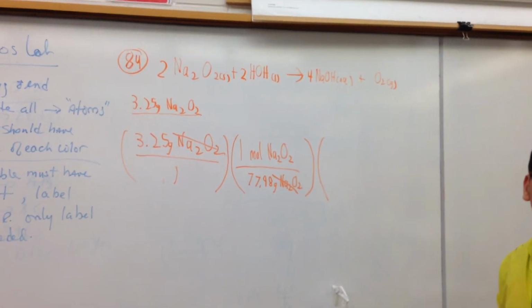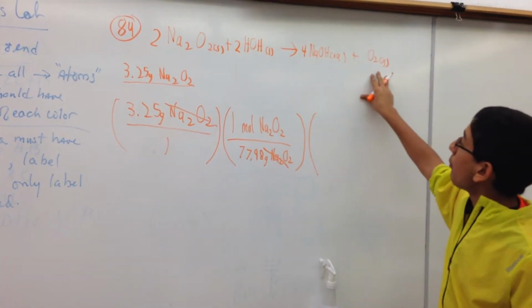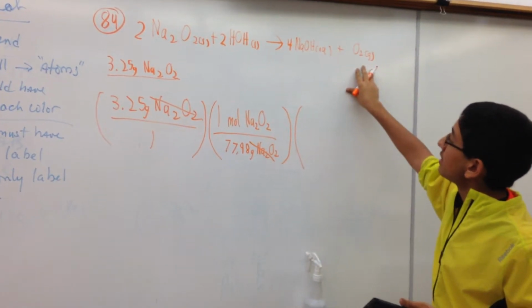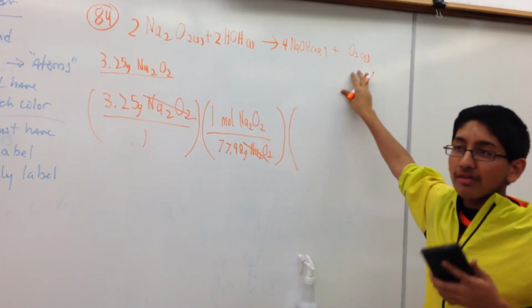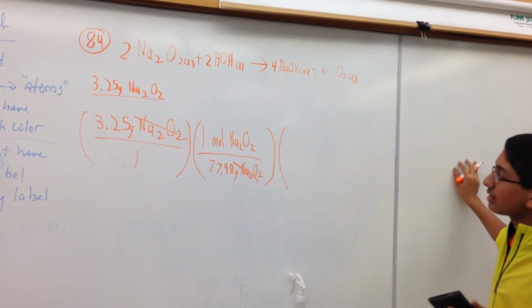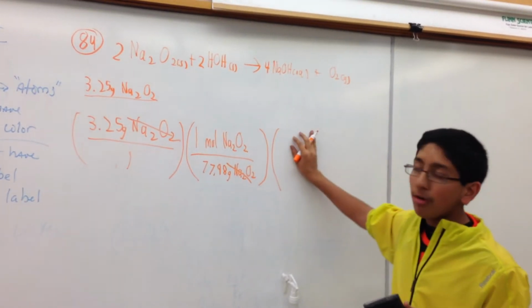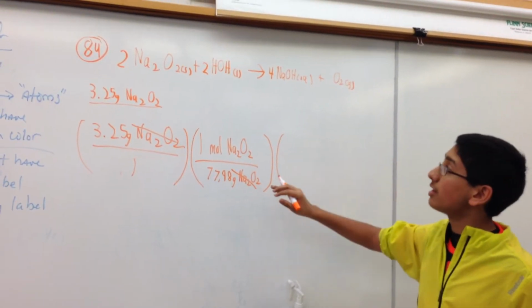Well, what are we looking for? We're going to have to think about this backwards. If we're looking for the mass of oxygen produced, then we have to find the moles of oxygen produced, and we can find the moles of oxygen produced using our mole ratio.